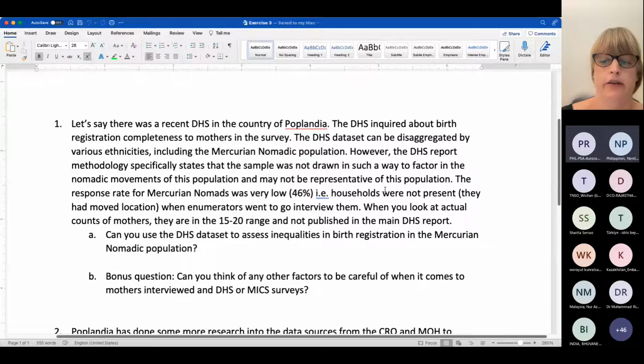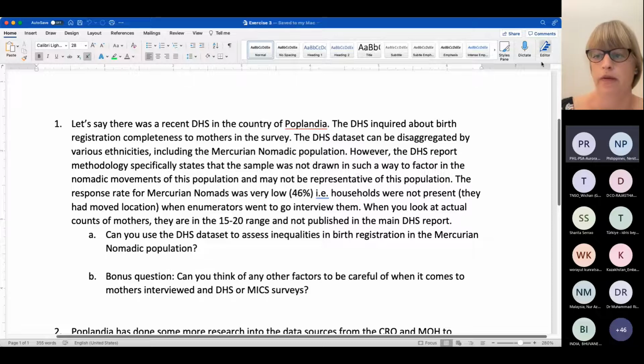So when the enumerators went out to interview, the households were not there. They had moved on because they're nomadic. And the interviewers just were not able to find them. And when you look at an actual count of mothers in this population, they're also very low, in the 15 to 20 range for some of the variables of interest. And they are not published in the main DHS report. So just reflecting on this information, can you use the DHS dataset to assess inequalities in birth registration in the Mercurial nomadic population?